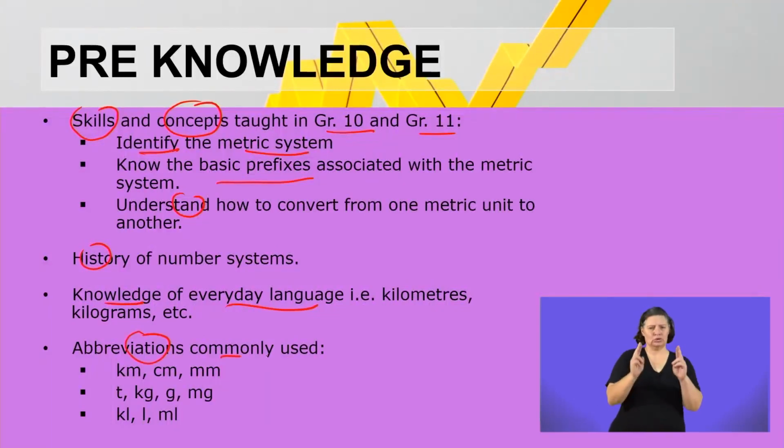Then also, grade 12s, abbreviations commonly used. For example, kilometers, the abbreviation will be km. If I look at milligrams, we'll use mg. And then, for example, milliliters will be ml. So those are the pre-knowledge that we expect you to have at this moment in time.